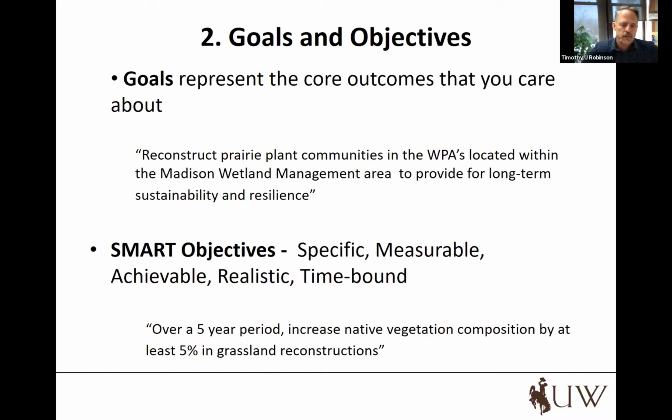And as far as achievable and realistic, achievable really gets into whether or not you have the resources to go out and actually perform those measurements. And realistic would be, is it realistic to expect this resource, the prairie, to respond within a 5-year period of time?